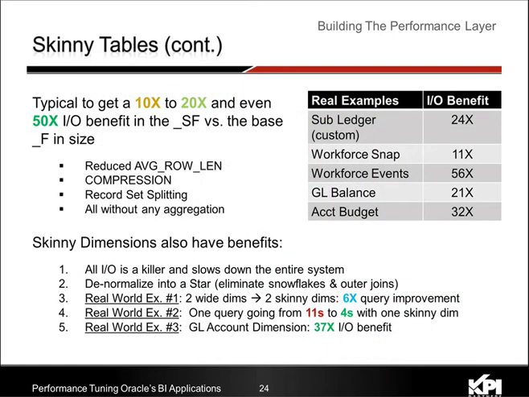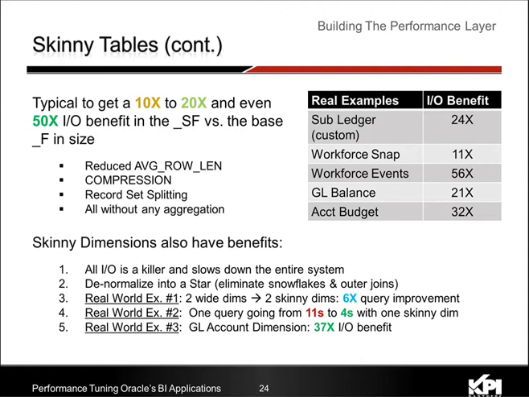So some real-world examples. It is very typical to get 10, 20, even 50% I/O benefit in the skinny fact versus the base fact. And again, our goal is to reduce our average row length. We use compression and record set splitting, and again, this is no aggregation. You see some of the examples over there on the right. These are real-world examples, anywhere from 11 up to 56 times of an I/O benefit. That means that the workforce events was only 1/56th the size of the original table, which is a huge benefit.